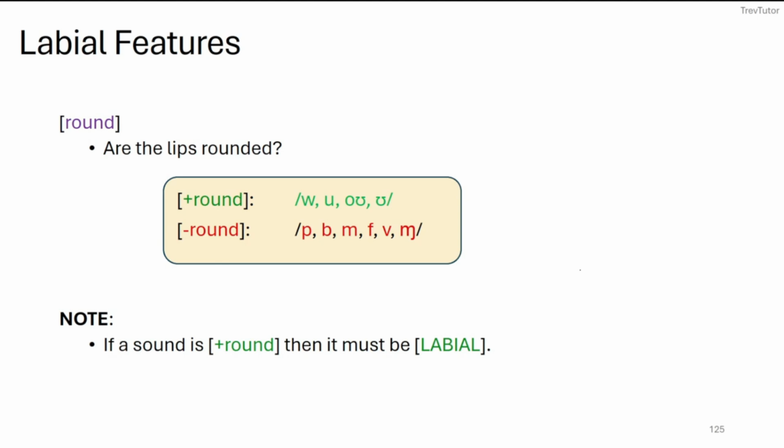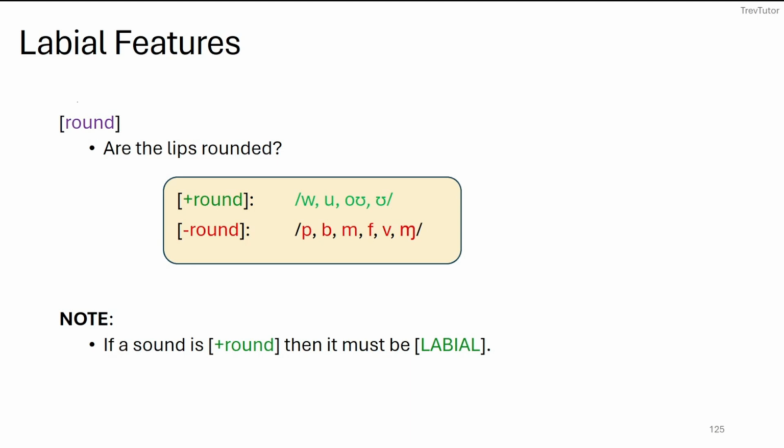So the first one is round. Now, round sounds are sounds where the lips are rounded. So w, oo, o, these are examples of our rounded sounds in English, and every other bilabial, labiodental, or labiovelar sound is going to be minus round in this case. So p, b, and the labiodental f are minus round.